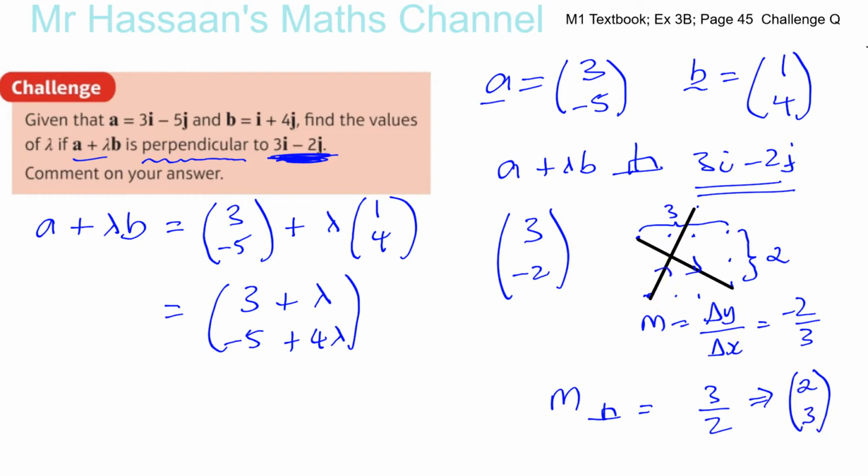However, there's another case as well. Supposing this vector is going in the opposite direction. That vector is also the same.